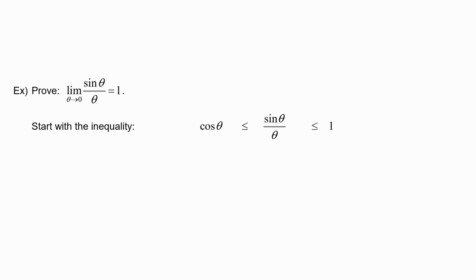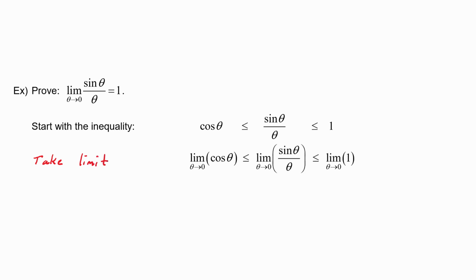Now what we want to do is take the limit of each of those pieces. Then it becomes limit as theta goes to 0 of cosine theta is less than or equal to limit as theta goes to 0 of sine theta over theta is less than or equal to the limit as theta goes to 0 of 1. Next, we evaluate the limits.